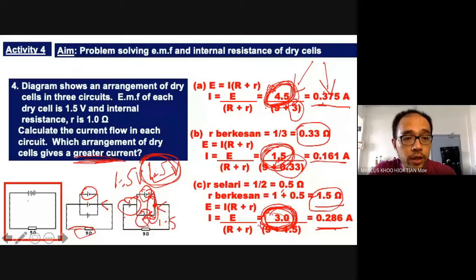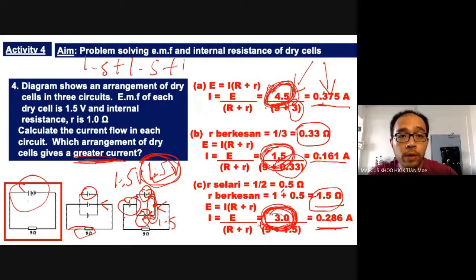So Elijah, your question is, how do you get the 4.5 for the EMF, right? I hope that you're asking this one. Because it is 3 batteries. 3 batteries is 1.5 plus 1.5 plus 1.5 all together, because the current flow must flow through all three batteries. So that's why you get 1.5, 1.5, 1.5.